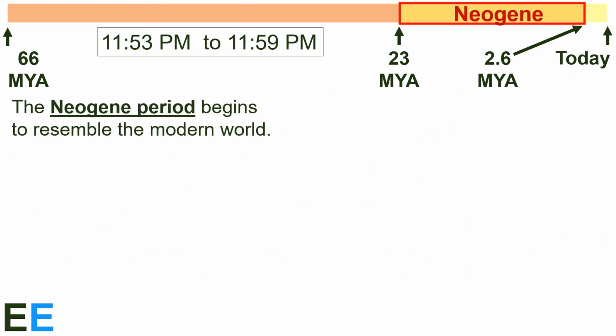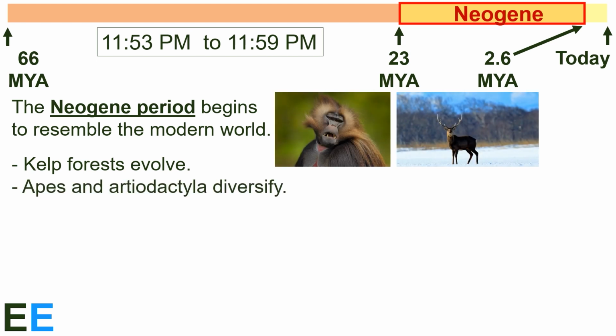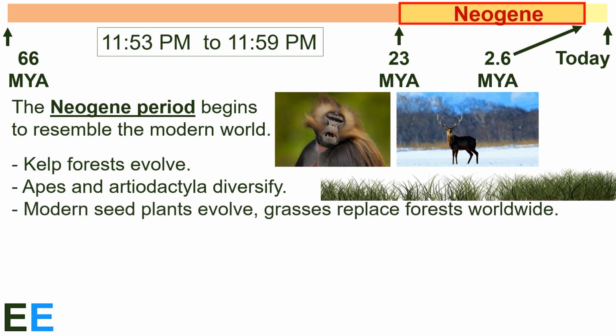The Neogene period really begins to resemble the modern world we're familiar with. In the oceans, kelp forests evolve, and we see the modern diversity of fish and aquatic mammals present today. The apes and artiodactyls diversify, creating many new species across the continents. Modern seed plants evolve, and grasses replaced forests worldwide. The widespread dominance of angiosperms over gymnosperms becomes complete.